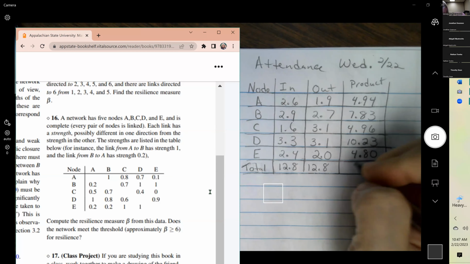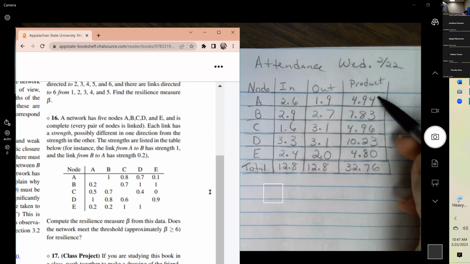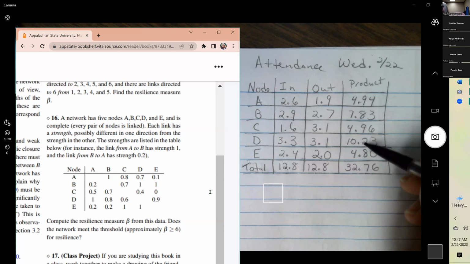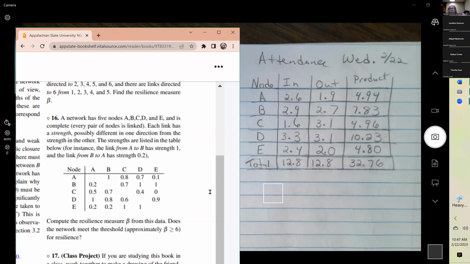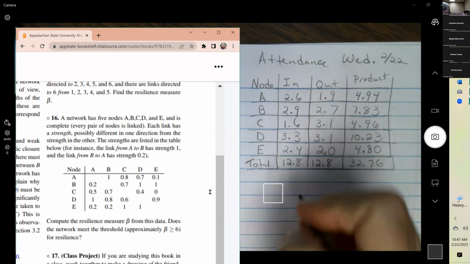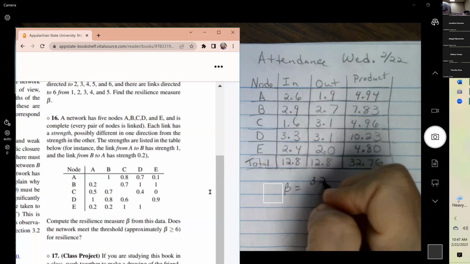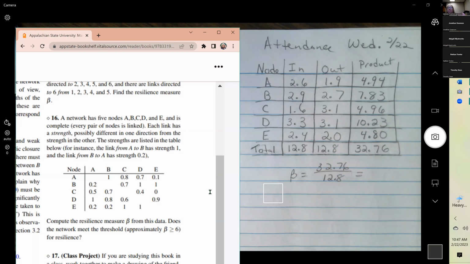So when you add up the last column, are you getting 32.76? I added right. 4, 5, 6, 7, 8, 9, 10, 20. So, 20, 22. Yeah. Then to find beta, divide.